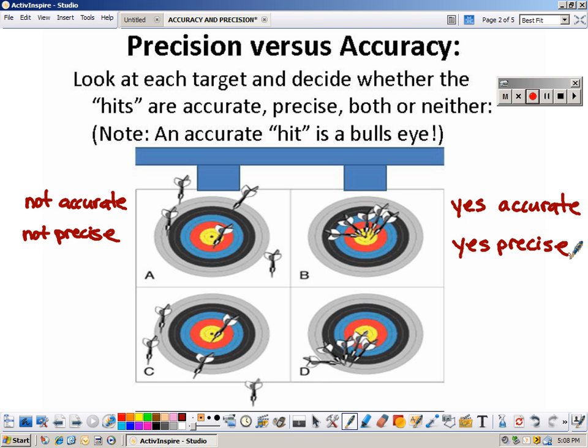Example C, again you see the darts are scattered throughout the whole target. So again, they're not accurate because they don't hit the bullseye, and they're not precise because they're not close together, they're not grouped close together. So again, not accurate and not precise.